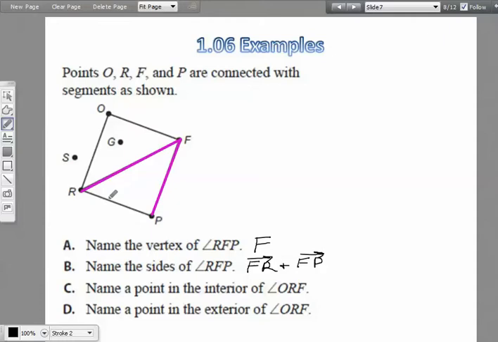Alright, now it says name a point on the interior of angle ORF. Well, first I've got to draw them.